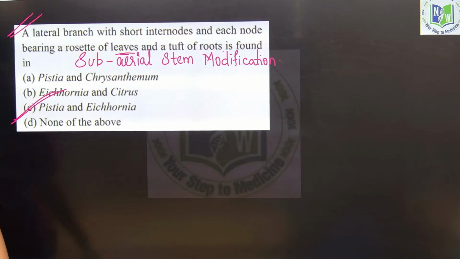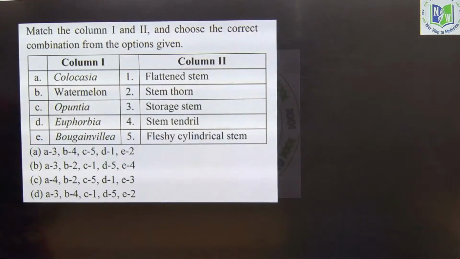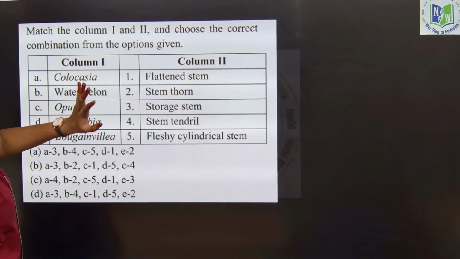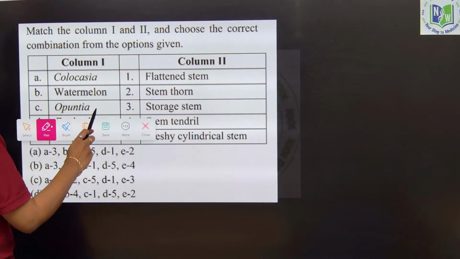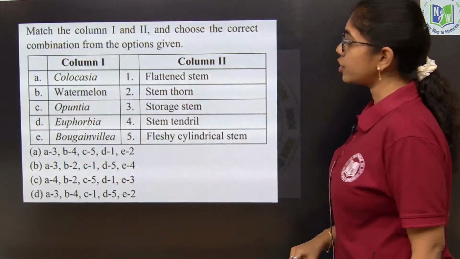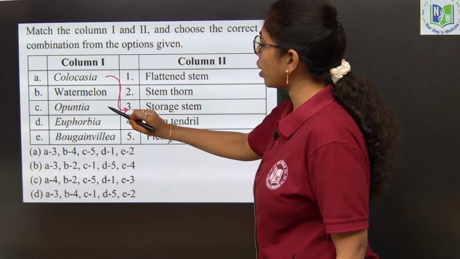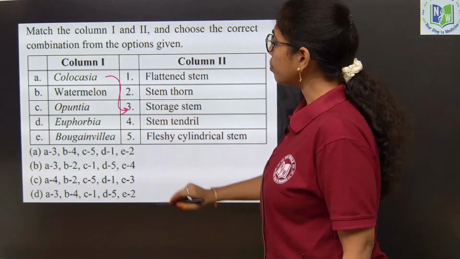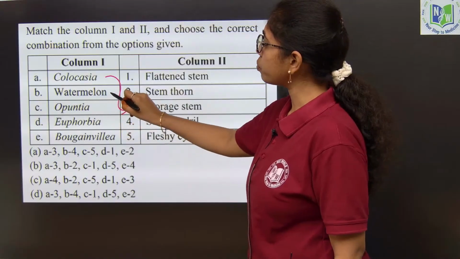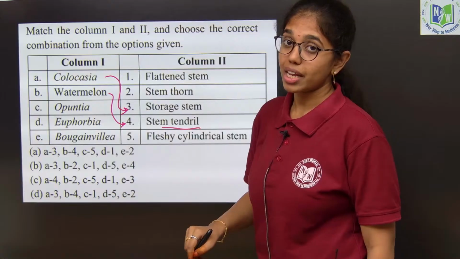Pistia and Eichhornia. And then the next question you see: match the following column 1 and column 2, and this question is based on the stem modifications. Colocasia is what? Storage stem. This is an underground stem modification, storage stem. Watermelon is the best example for which modification? Aerial stem modification, that is stem tendril.